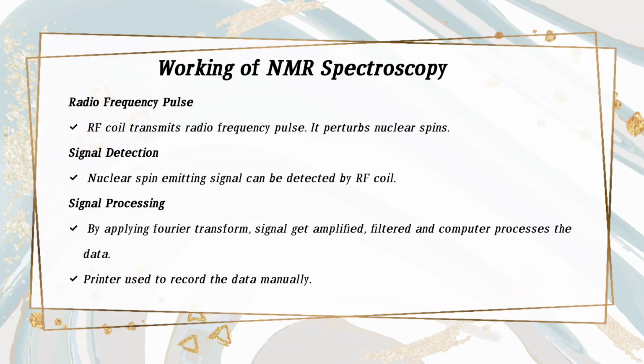Radio frequency pulse. The RF coil, which means radio frequency coil, transmits a radio frequency pulse. It perturbs nucleus spins. Signal detection. Nucleus spins emitting signals can be detected by the radio frequency coil. Signal processing. By applying Fourier transform, the signal gets amplified, filtered, and the computer processes the data. Printers are used to record the data manually.